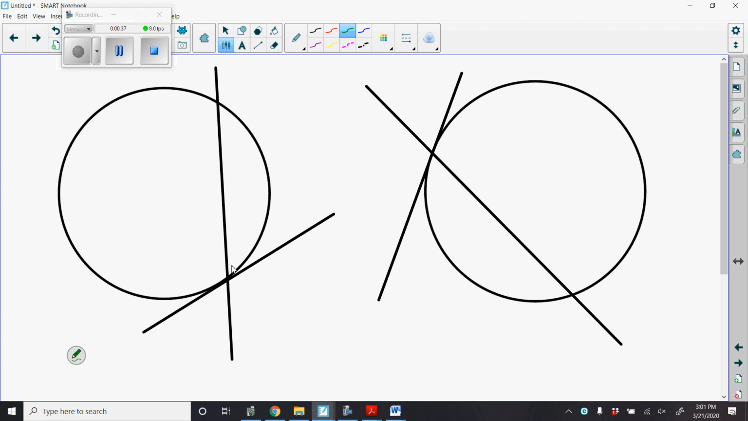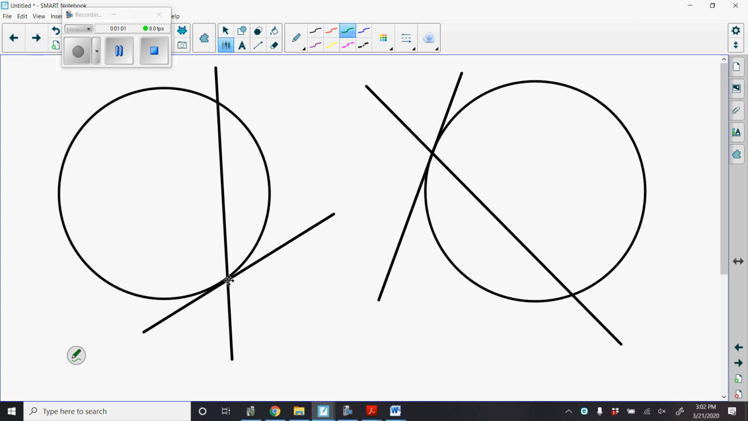And this angle is being formed right on the circle. So what I want to know is, how does this angle relate to this bend? And then how would this angle relate to this bend? So let's start with how we are going to figure this out.